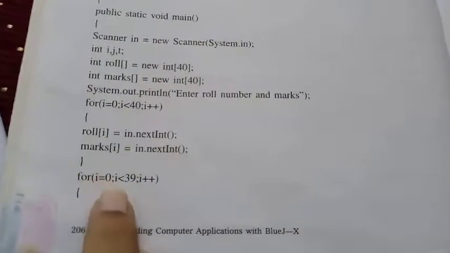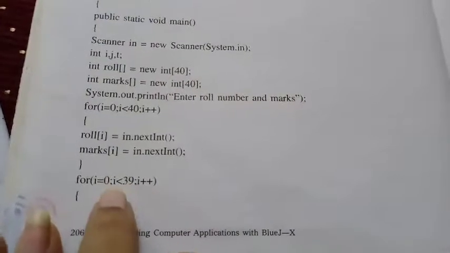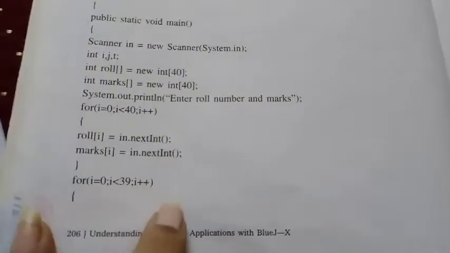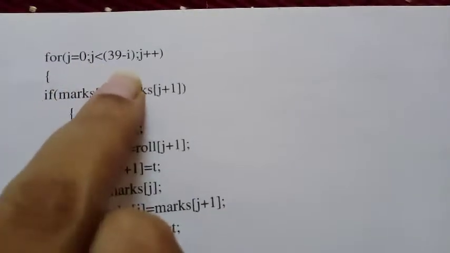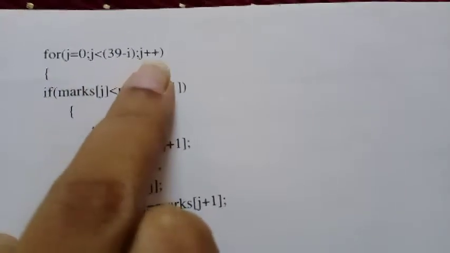So 39 means 0 to 38. That's why they have given i is less than 39. So you will be getting n minus 1 iterations. So 39 iterations you need to make it in the descending order. Okay, then for finding each number we need 39 minus i. This I have already explained in your bubble sort. If you want it again, you can go and check it there. Okay, for j equal to 0, j less than 39 minus i, j plus plus.